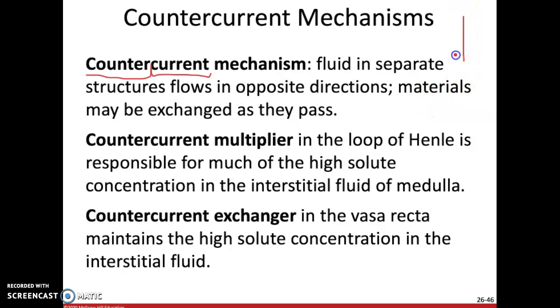We have the descending limb of the loop of Henle, but the flow of the peritubular blood vessel is going to be opposite, and it's going to be the same on the ascending limb of the loop of Henle. Then we're going to have the peritubular blood going down.